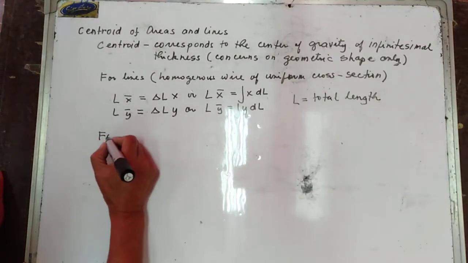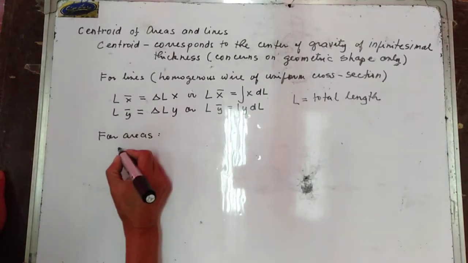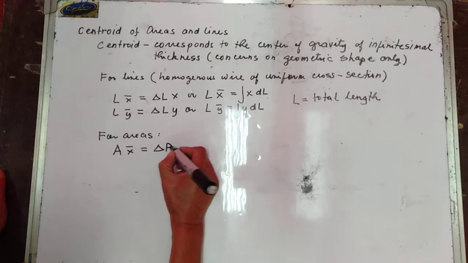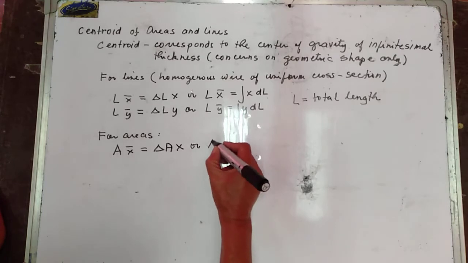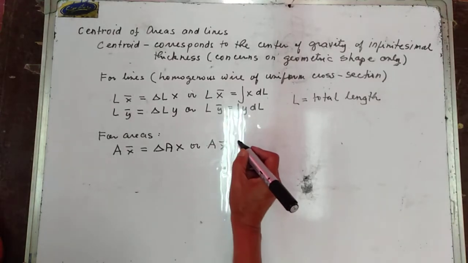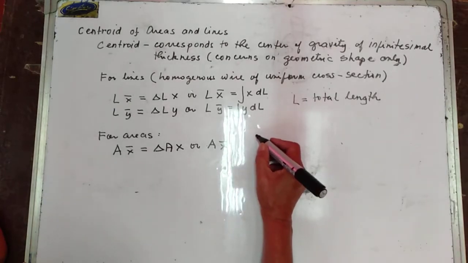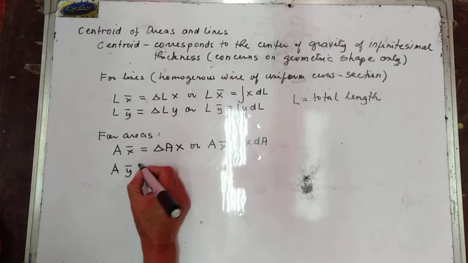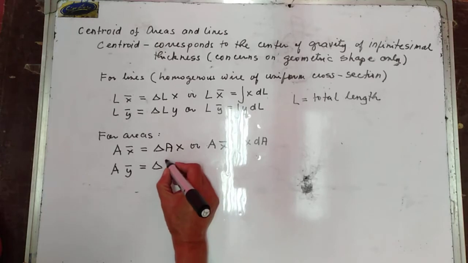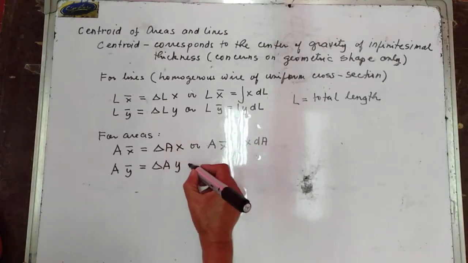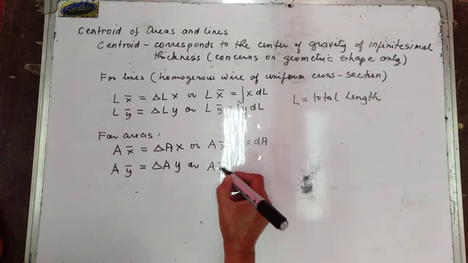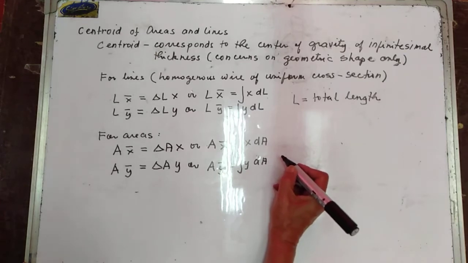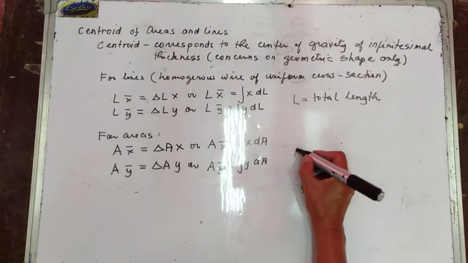Similarly for areas, the total area times x bar is now equal to the elemental area multiplied by x, or your total area times x bar is now equal to the integral of x dA. And the total area times y bar is equal to the sum of the elemental area considered multiplied by y, or area times y bar is now equal to the integral of y multiplied by dA, where A is the total area.